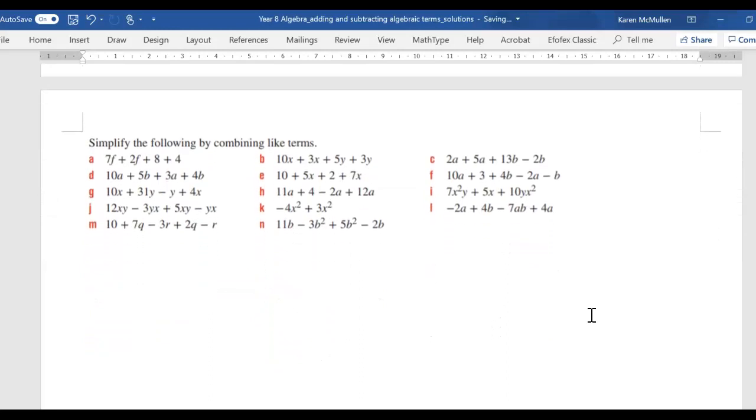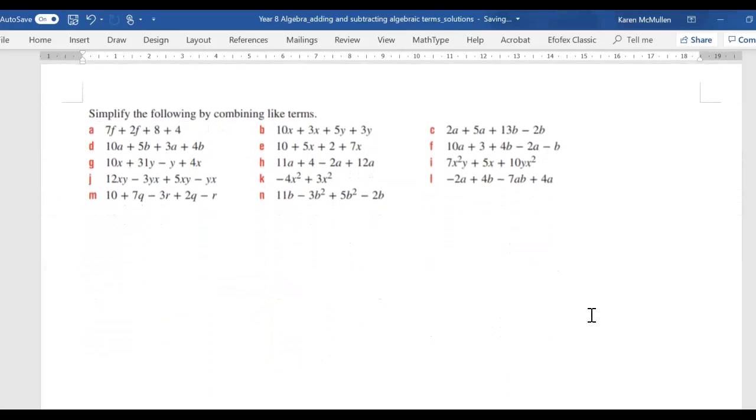All right, so we've got quite a few questions here to do. Now, you can do as many as you like with me. What I like to do, when I'm teaching like terms, is to colour the like terms in before I start. I learned about like terms a very long time ago.